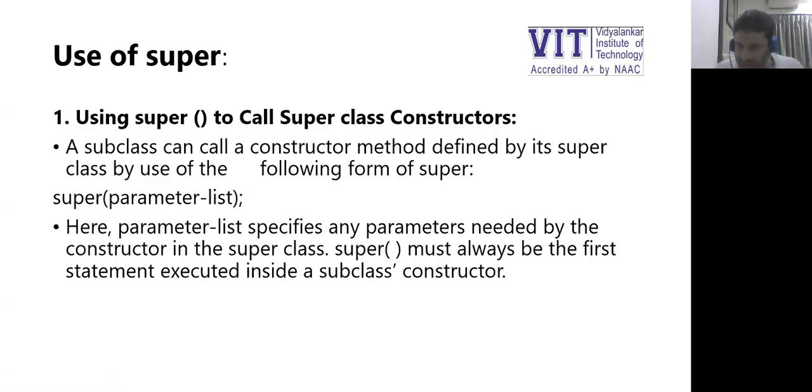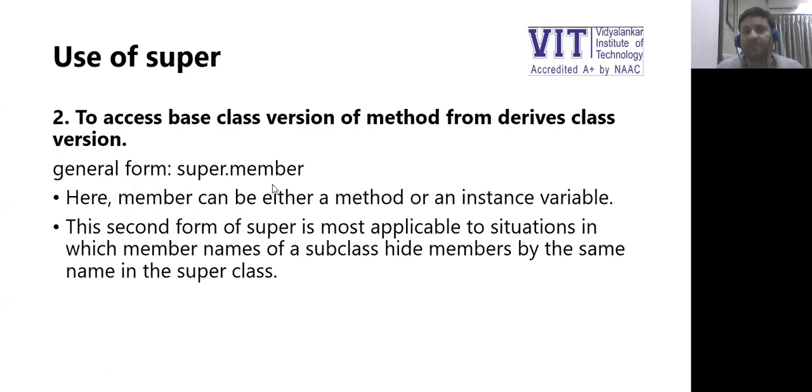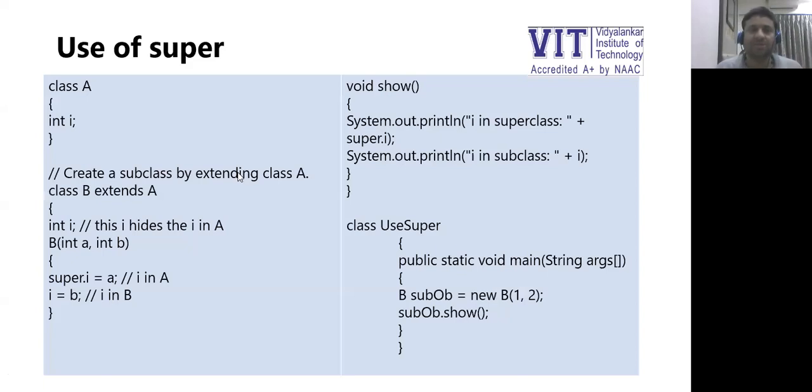So from the derived class default constructor, it will call the superclass default constructor. And if you want to call a function, then it is super dot member, like super dot display or super dot i that we were talking about. So these two are uses of the super keyword: to access superclass members from a derived class. This is an example.